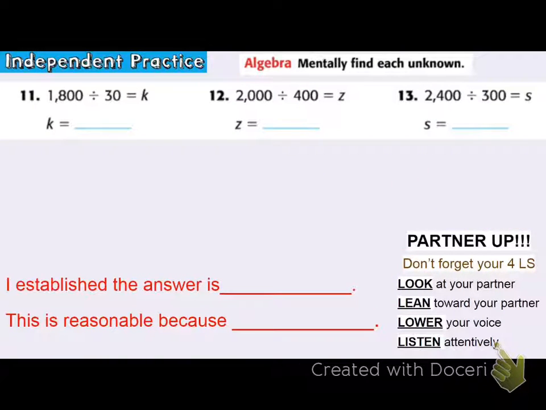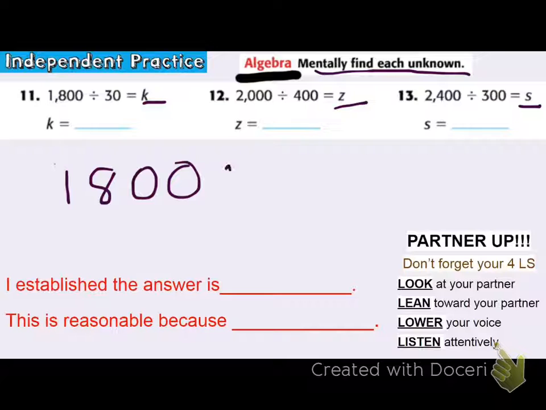All right, we're still in independent, but this time they're asking you to do a little bit of algebra. Okay, we got to figure out what the unknown is. What is K equal? What's that quotient? What is Z equal? And what is S equal? Well, I'm going to go ahead and solve mentally to find my quotient. And I'm definitely going to do 11 because I have to figure out what K equals. My daughter's name's Kate, so I want to do the K.